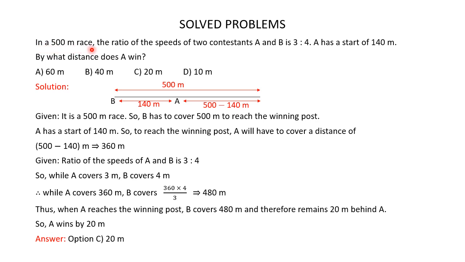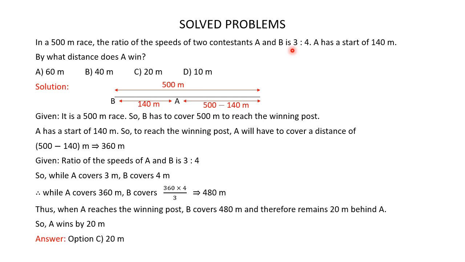In a 500-meter race, the ratio of the speeds of two contestants A and B is 3:4. A has a start of 140 meters. By what distance does A win? Here you are given 4 options and you have to find out which of these options is the correct one. So here you are asked to find by what distance does A win.